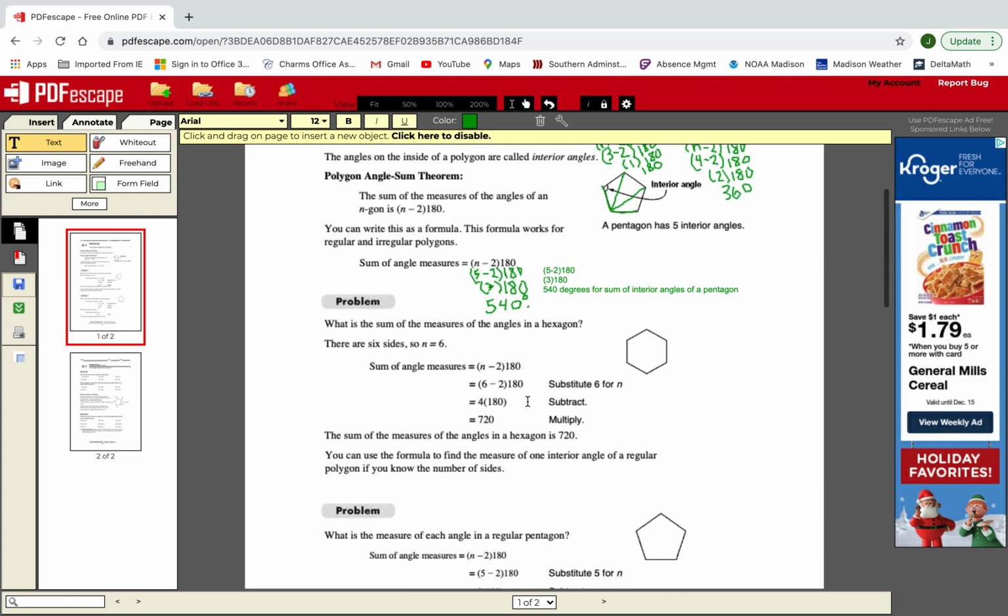All right, so the problem here says what is the sum of the measures of the angles of a hexagon? So 6 sides, you're just going to substitute 6 in here. 6 minus 2 is 4. 4 times 180 is 720. So the sum of the measures of the angles in a hexagon is 720.